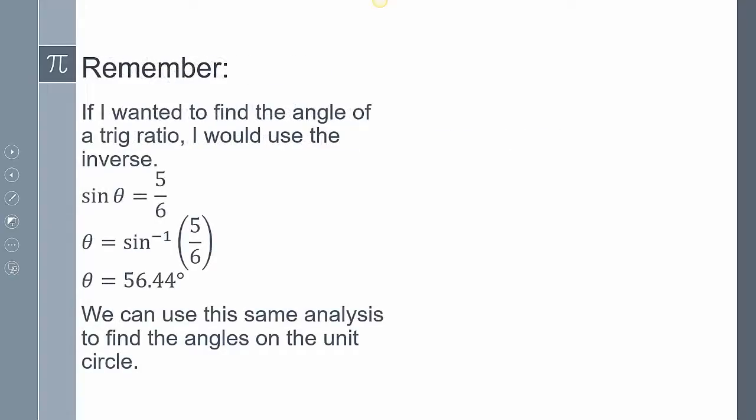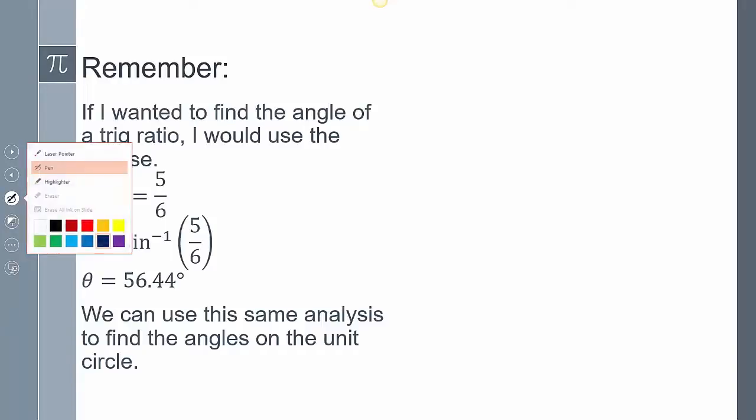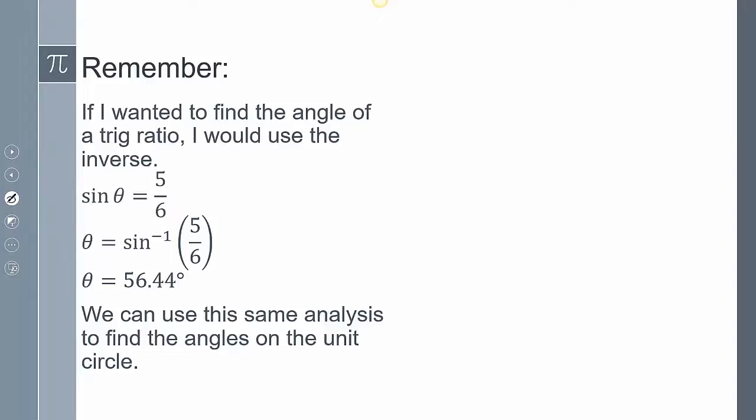Now, just a reminder, if I wanted to find the angle of a trig ratio, you're going to use the idea of an inverse. So if I had sine of theta equals 5/6, you would have to take the sine inverse to both sides. And so theta would equal sine inverse of 5 over 6, and if I entered that in my calculator, I could get this approximation of 56.44 degrees.